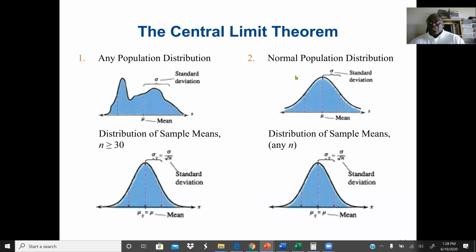Then here also we say this is a normal probability distribution. We have the standard deviation and also the mean in the center. And for the distribution of the sample mean for any n, we still have a normal distribution, but the location can change.